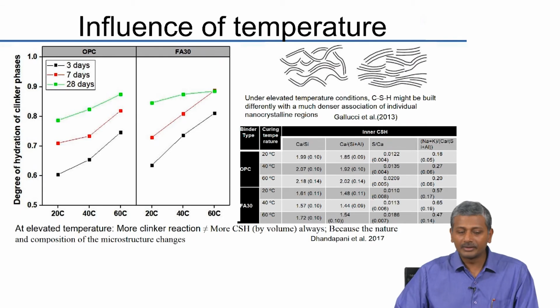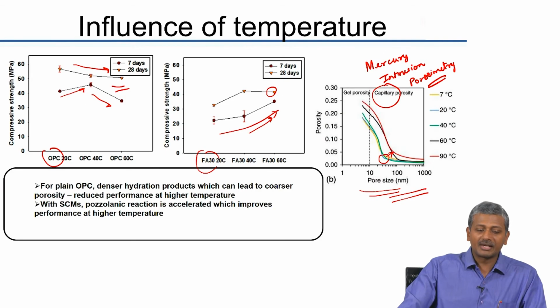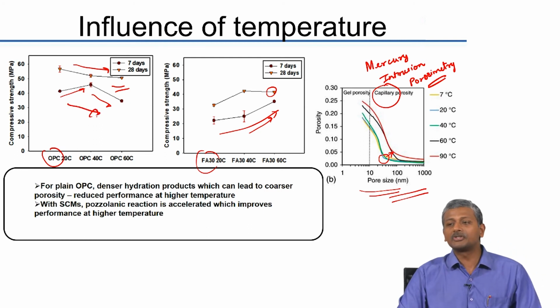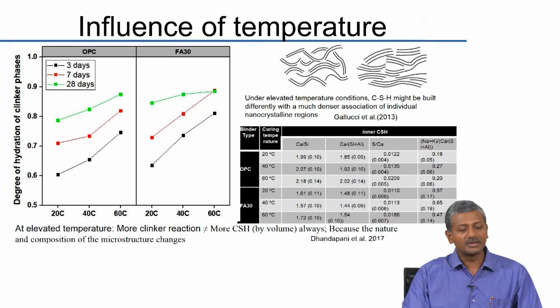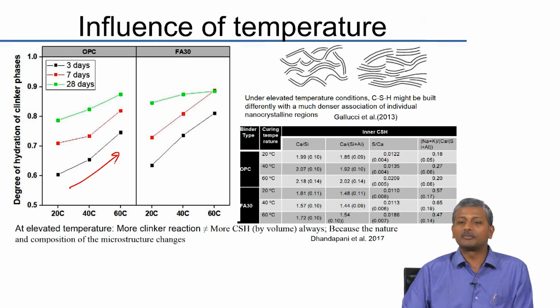So again, another example of this influence of temperature. This is a little bit of a confusion for you, because now I just told you in the previous slide that your strength is reducing as I increase the temperature in OPC. But what happens to the degree of hydration? My degree of hydration is going up as I increase the temperature. What do you think is happening in this case?